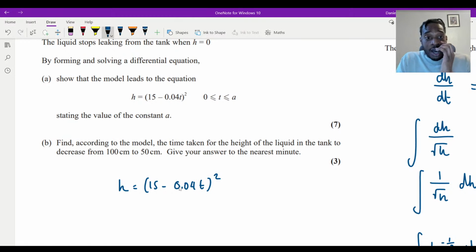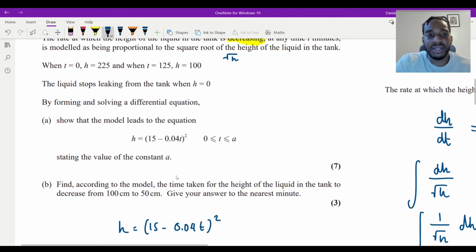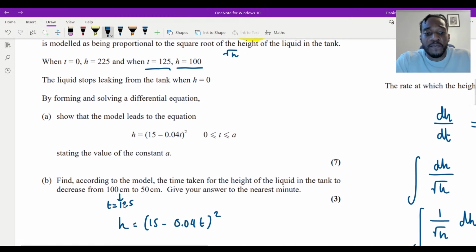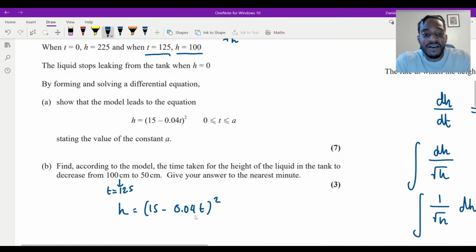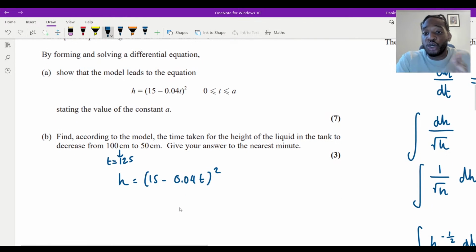Now, they've asked us to find the time from when it decreases from 100 centimeters to 50. So what we could do is just plug in h equals 100, solve for t, plug in h equals 50, solve for t, and then take the difference. But actually, remember at the beginning, they told us that when t was equal to 125, h is equal to 100, right? So we actually know when this happens. This happens at 125 seconds. But just to convince yourself, you can plug in t equals 125 and you're going to get 100 out, because they told us. Just to be sure, you can do that.